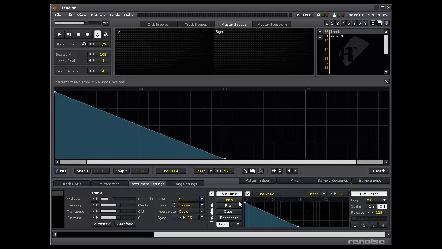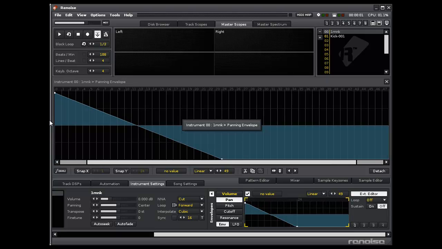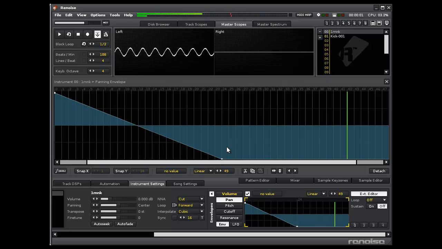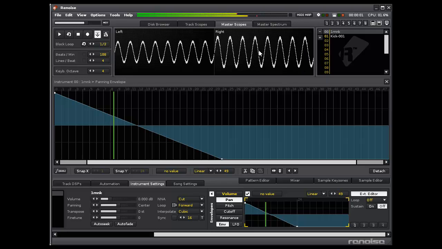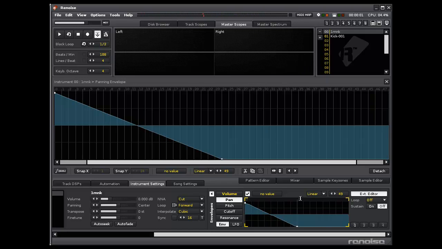Let's look at the panning envelope. This is basically the same shape, but it's going from far left. This is center, this is far right, so let's play that and see what happens. If you look at your left and right scopes up here, you can see we're panning from one to the other.